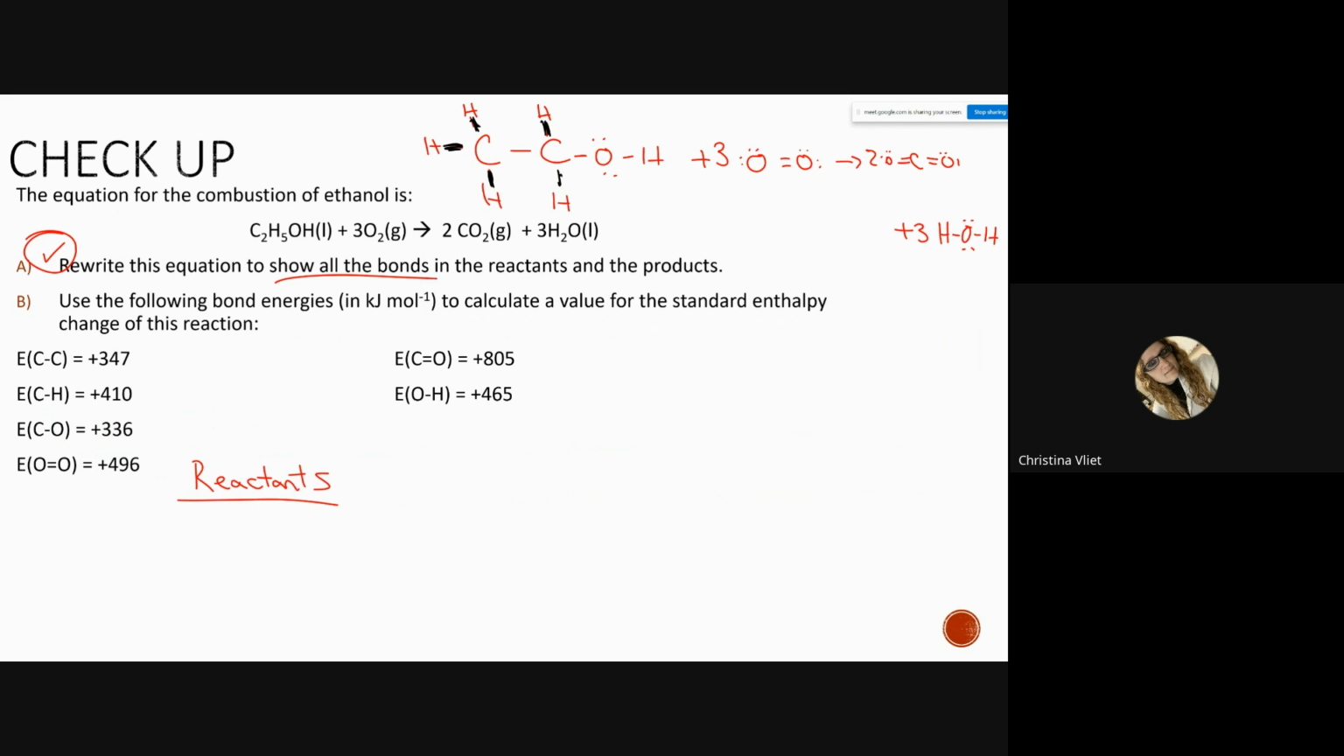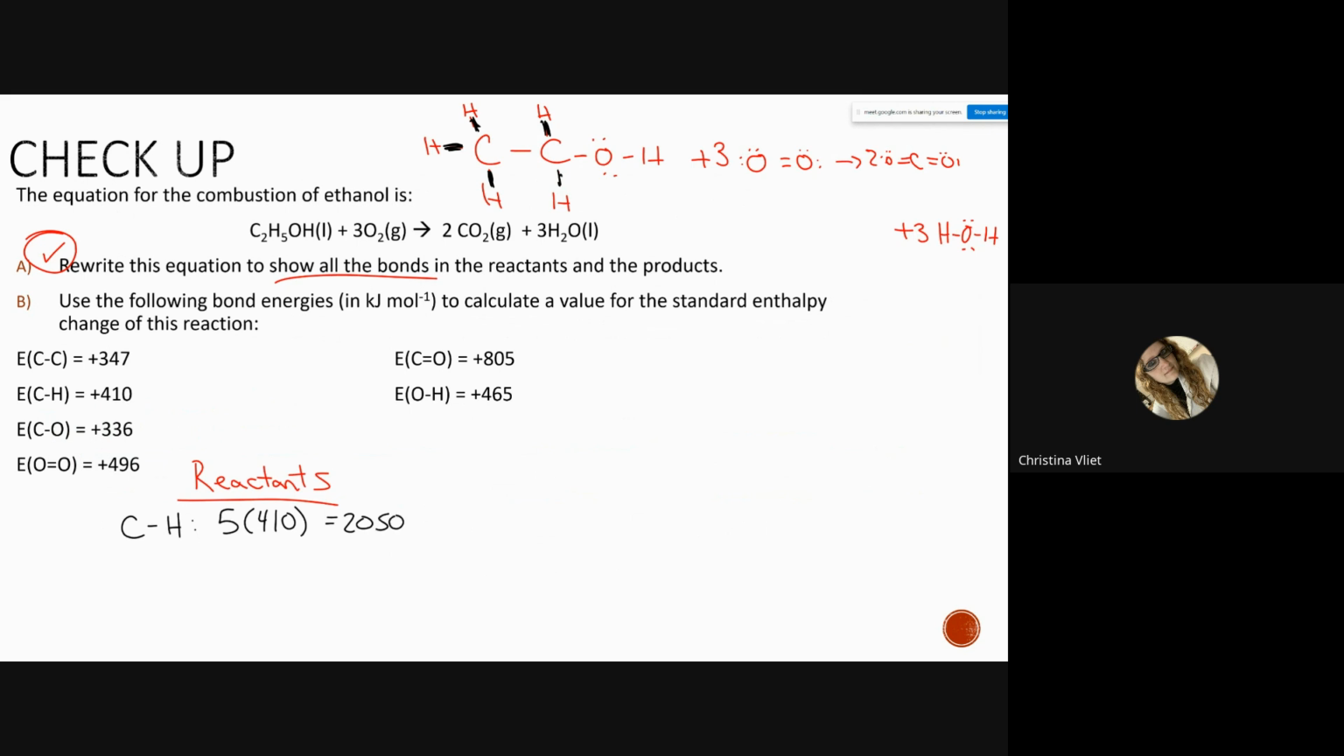Every one CH bond requires an energy of 410. So we're going to start with CH bonds. And it's 5 times 410. Are we good with that so far? Yes. So 5 times 410. I need to calculate. 2050. 2050 sounds right.